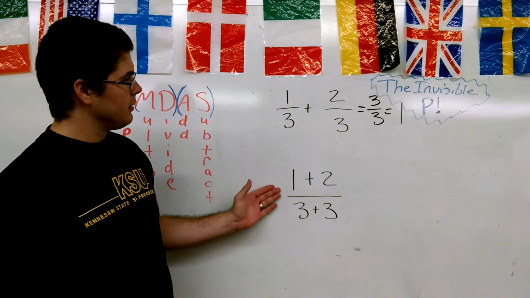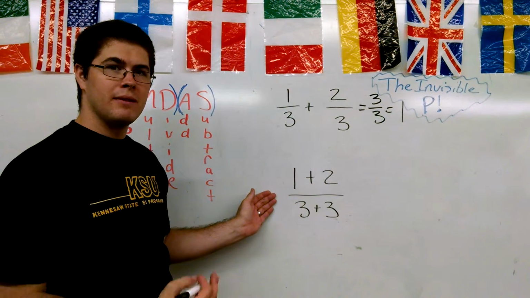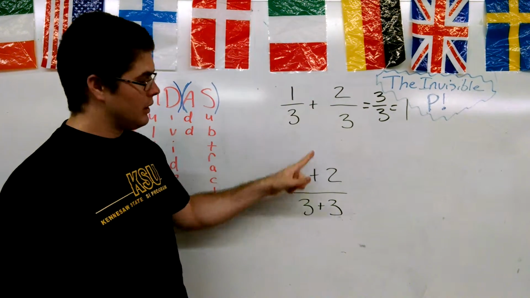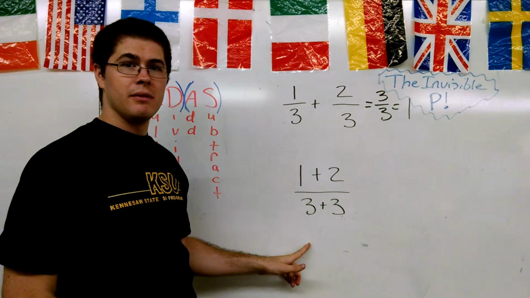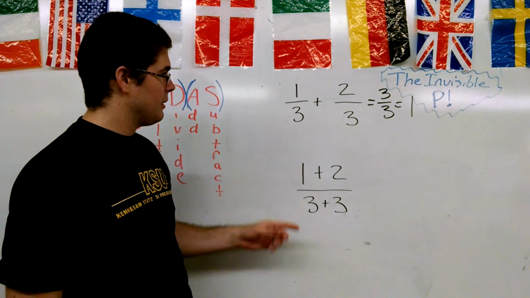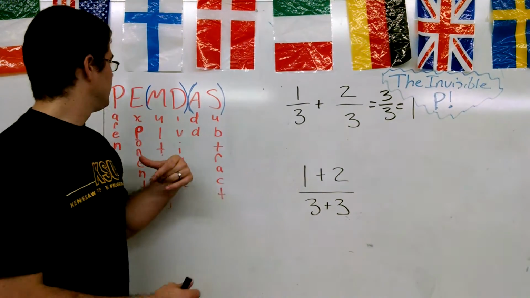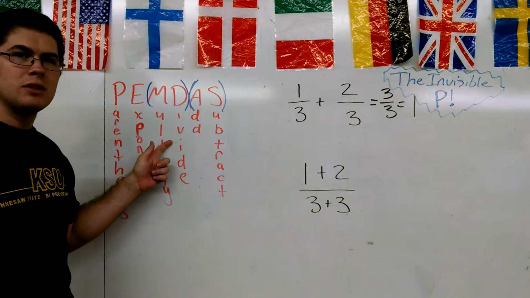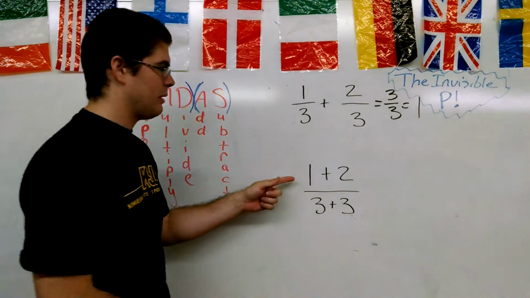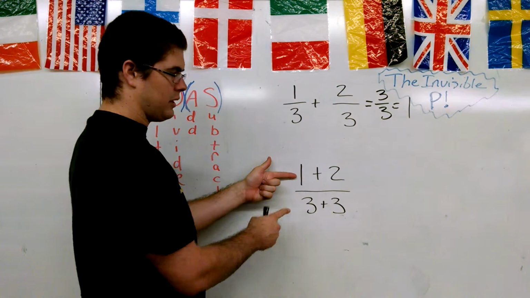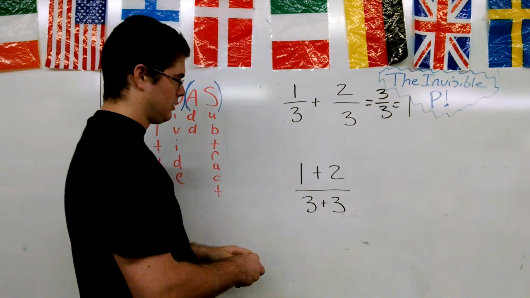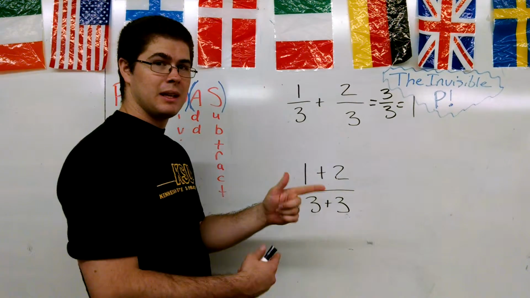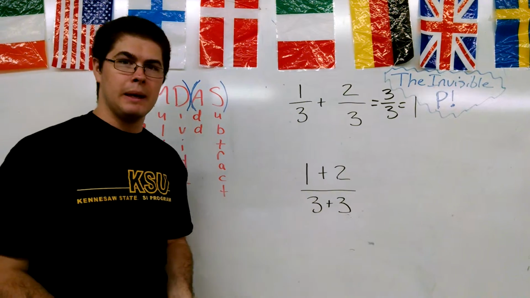But if you look here, we have the same numbers. We have addition and division. The only difference is instead of that addition being in the middle here, we've put addition on the top and the bottom of a fraction. And so some people may say, well, again, I don't have any parentheses, I don't have any exponents, I don't have multiplication, so I'm going to do division first. So some people may say, if I do division first, I can do 1 divided by 3, and then 2 divided by 3, and then add them together. But that's wrong. And the reason is the invisible P.